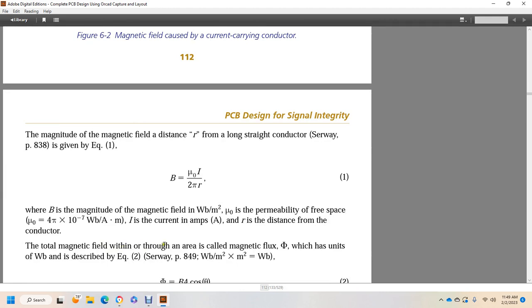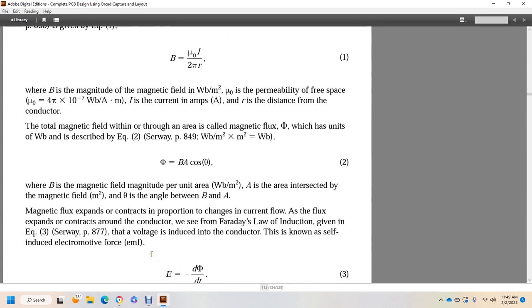The total magnetic field passing through an area is the so-called magnetic flux, which has units of Wb, described in equation 2. We take the magnetic field magnitude B per unit area, where A is the area intersected by the magnetic field and theta is the angle between B and A. The magnetic flux expands and contracts in proportion to the change of the current flow.